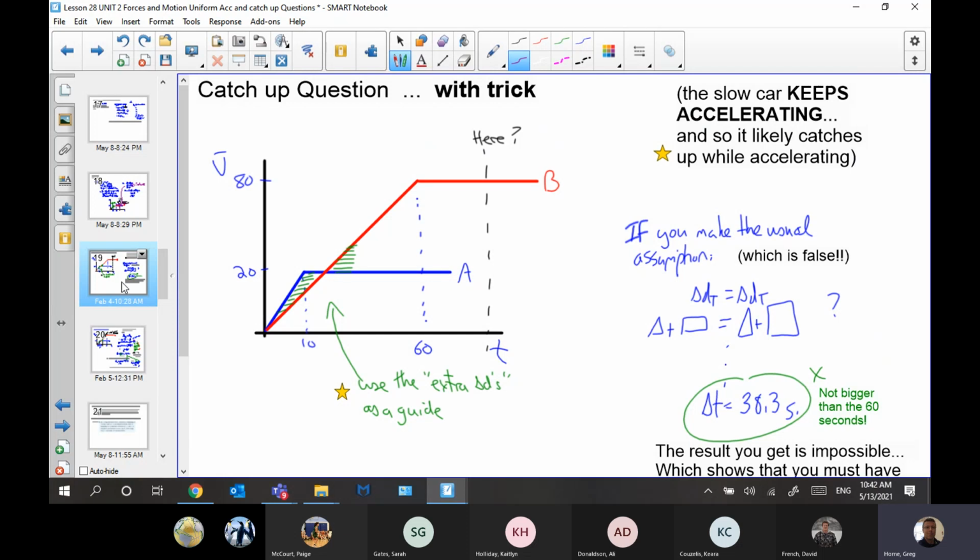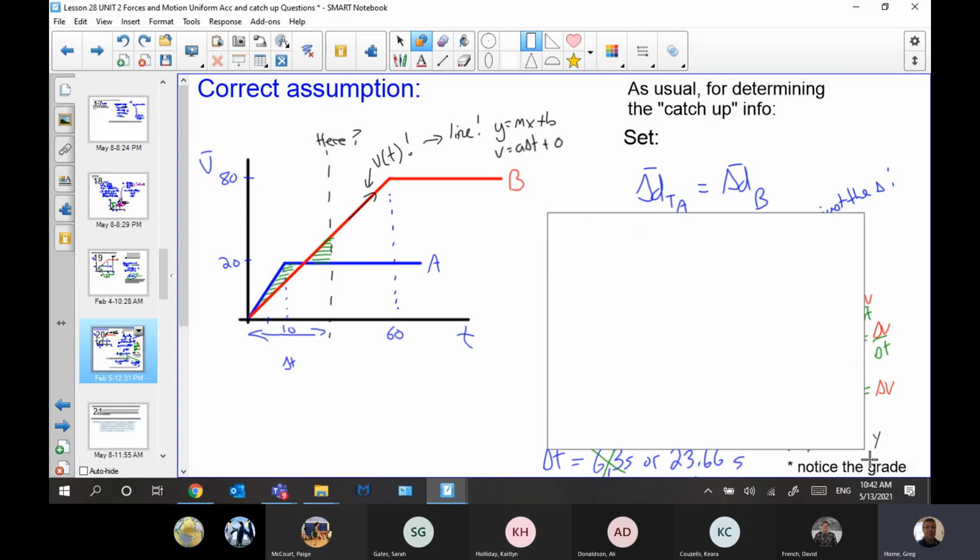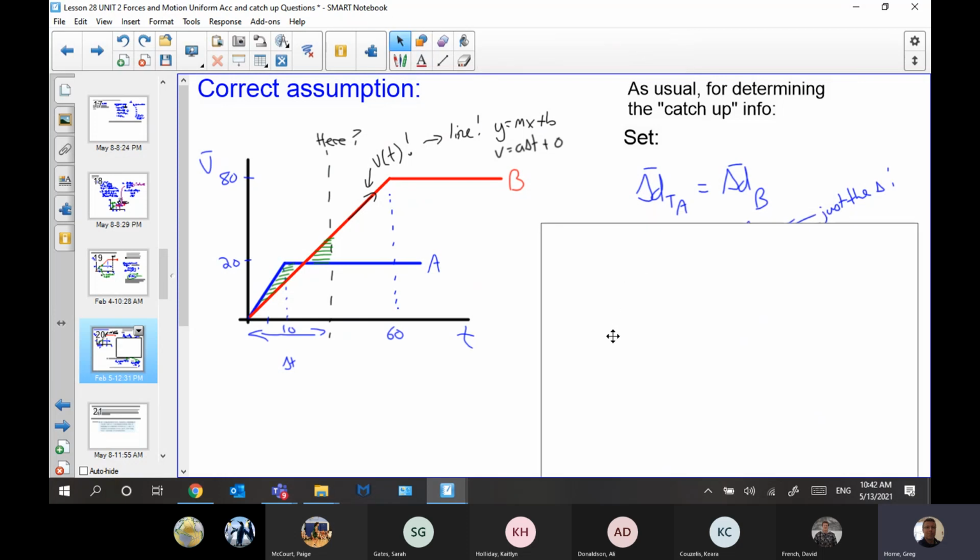So if we are tackling a catch-up question with a trick, let me know if you need time. But our first step, let me just cover up a bit of this here. Our first step is the same logic. We're still saying let the total displacement for car A and the total displacement for car B be the same, right? But our assumption is more realistic, where we're like somewhere in here is where they meet.